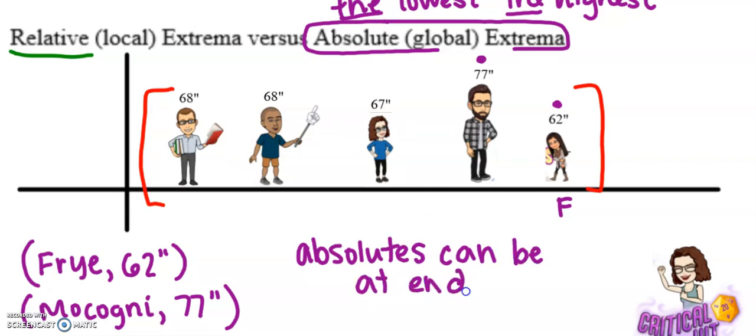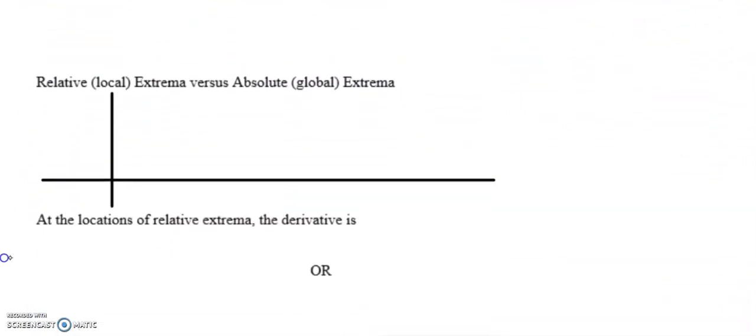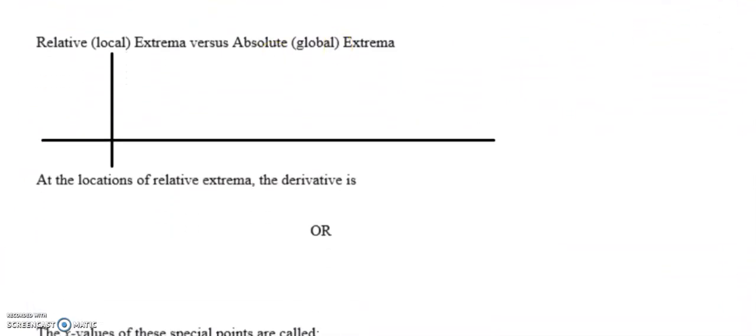But a relative will never be at the end point. And what I mean by relative is if you were to connect from Mr. Lakin through to me up to Mr. McConey, I am a relative minimum. I am relatively lower than the person to my left and the person to my right, but I'm not the absolute lowest. That honor belongs to Mrs. Fry. All right. So relative, local, versus absolute, global.